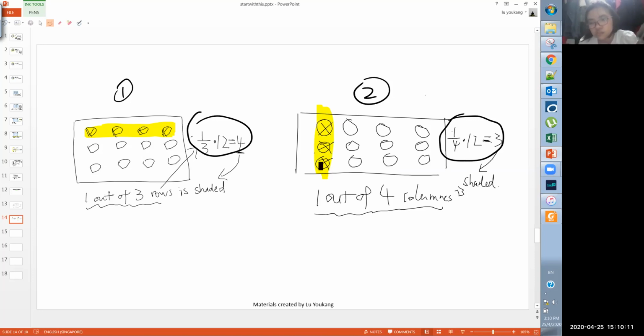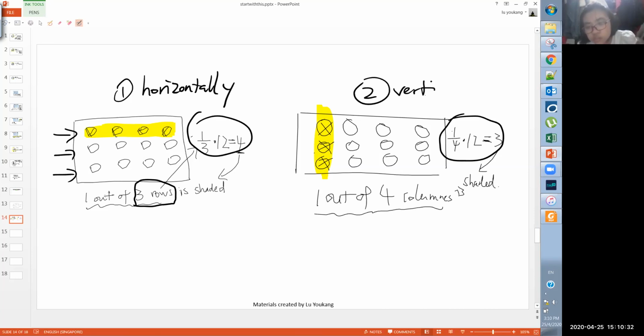Okay? So, if we are looking at picture 1 horizontally, we have 3 rows, right? If we look at it vertically, we have 4 columns. Okay? So for the same thing, you can actually look at it in a different manner.